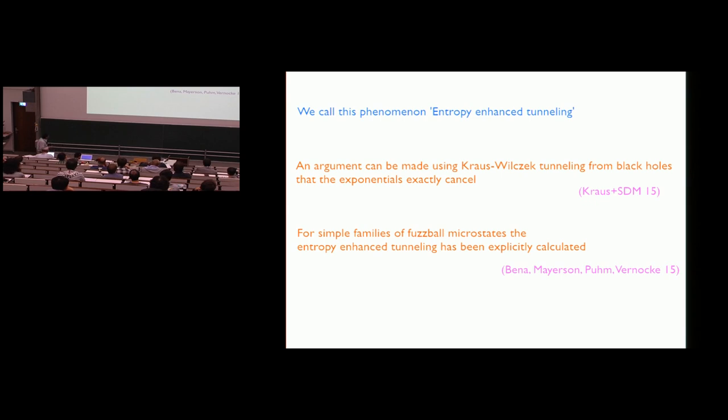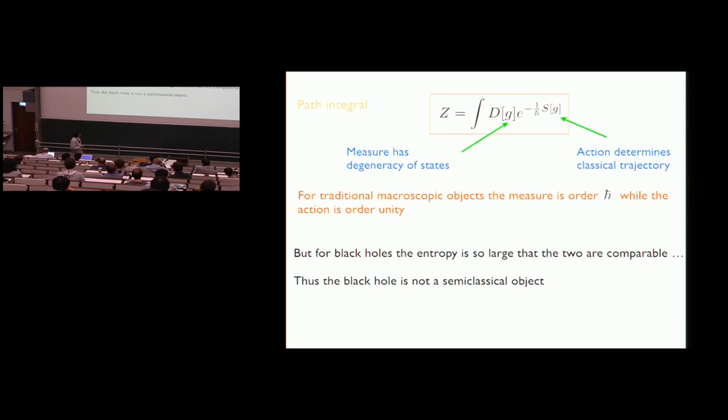For some simple families of fuzzball microstates, this kind of tunneling has been explicitly calculated. And the important thing is what we call entropy-enhanced tunneling. Tunneling is always there, but it's enhanced here because the entropy is so big. So it becomes an important effect for this purpose. And these authors actually saw this entropy enhancement happening for a specific family of states. Okay, so again, these are just indications. They're not a complete proof of anything yet. But I think this picture at least holds together.